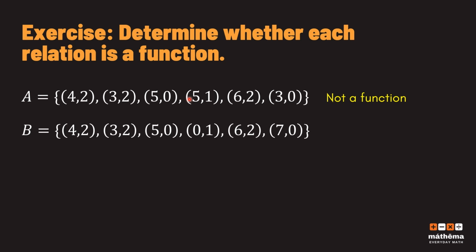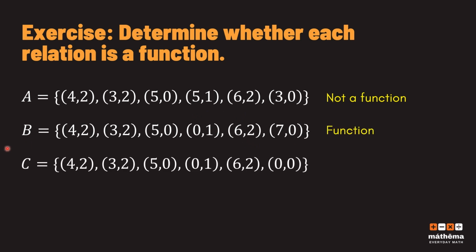Letter B, look at our x values again: 4, 3, 5, 0, 6, and 7. There is no repetition of the x values. Therefore, this is a function. And letter C, we have 4, 3, 5, 0, 6, 0. There is a repetition of the x value. Therefore, this set of ordered pairs is not a function.